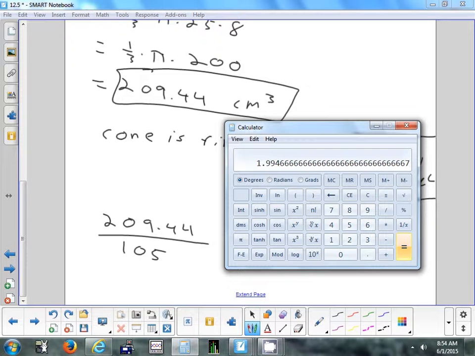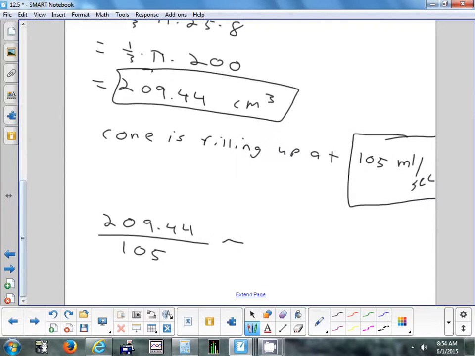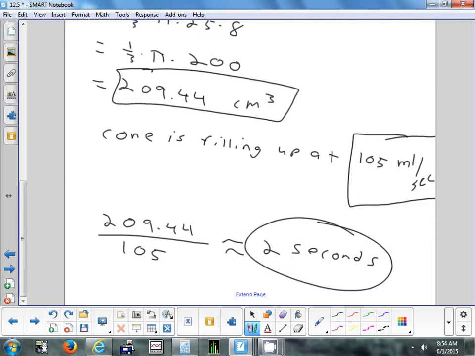Based on our numbers, I'd say it's just about 2 seconds. Just about 2 seconds. And that's what the book said, just about 2 seconds.